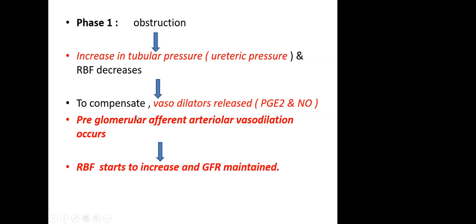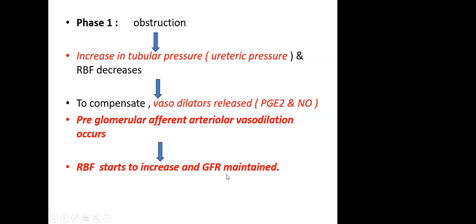But a compensatory mechanism occurs. Since the renal blood flow is decreased, our body tries to increase it. How? Vasodilators are released. The predominant vasodilators are PGE2 and nitric oxide. These act at the pre-glomerular level, causing afferent arteriolar vasodilation. As a result, the kidney compensates for the stone, increases the renal blood flow, and the GFR is maintained.